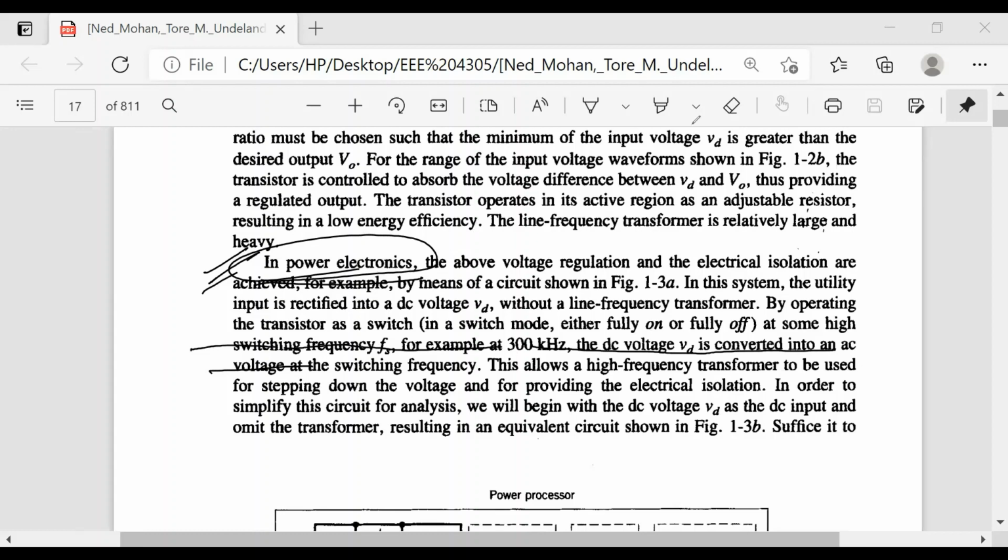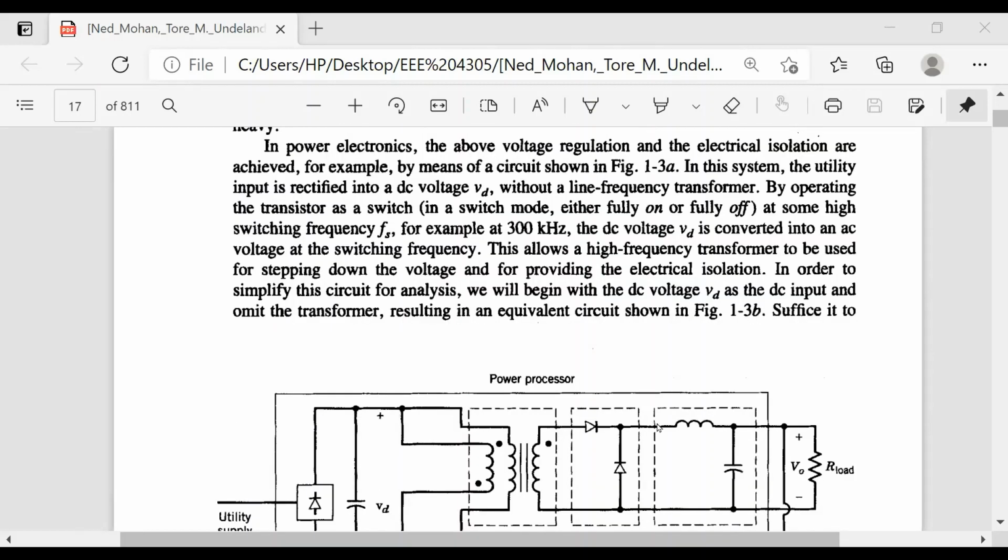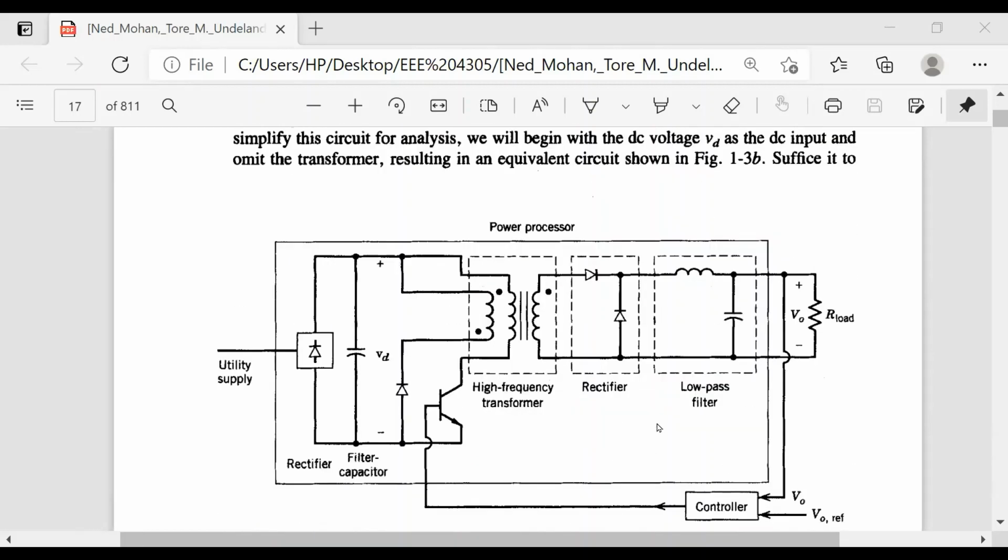So what will be the probable circuit we can design? You should not go into very much depth; we are just trying to show how power electronics is better than linear electronics.